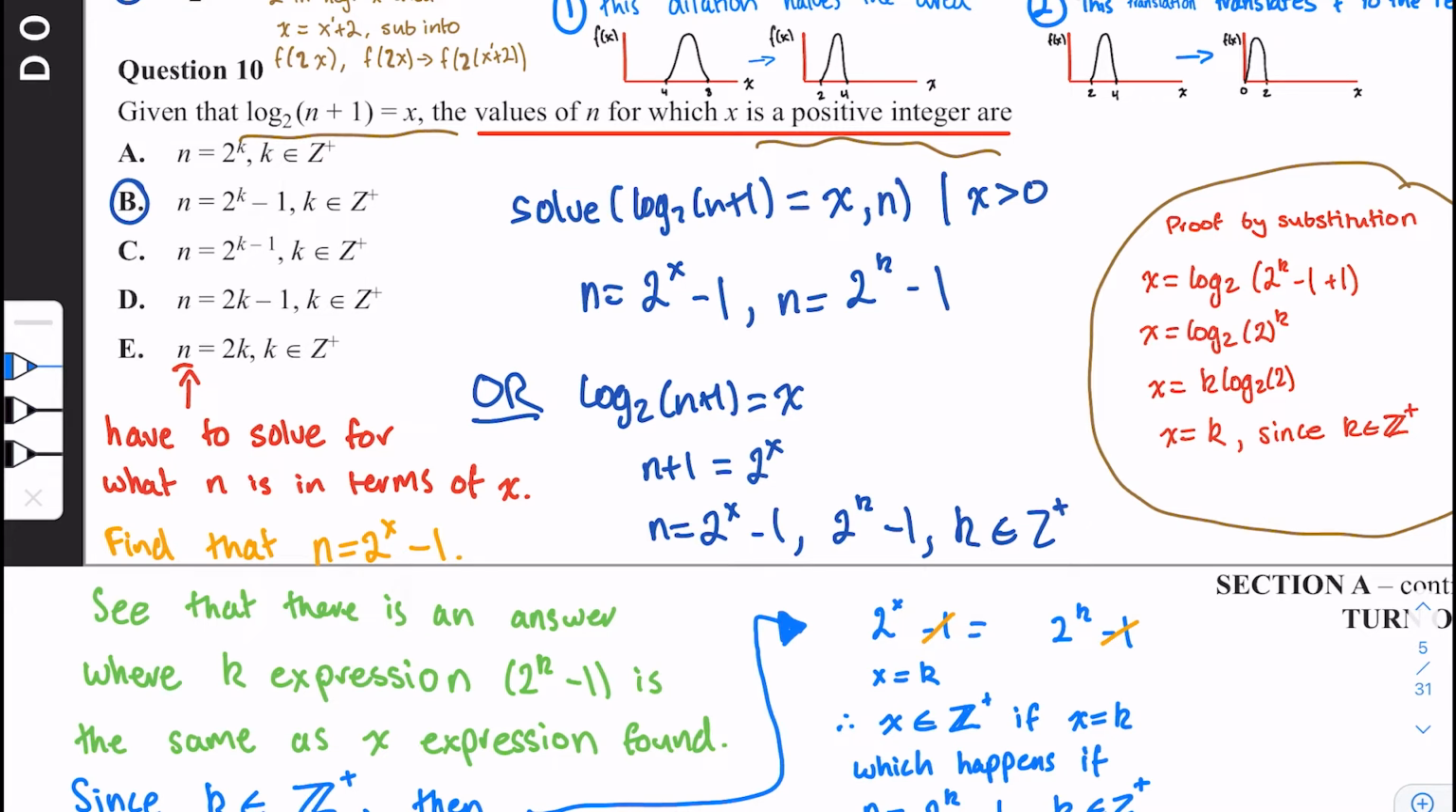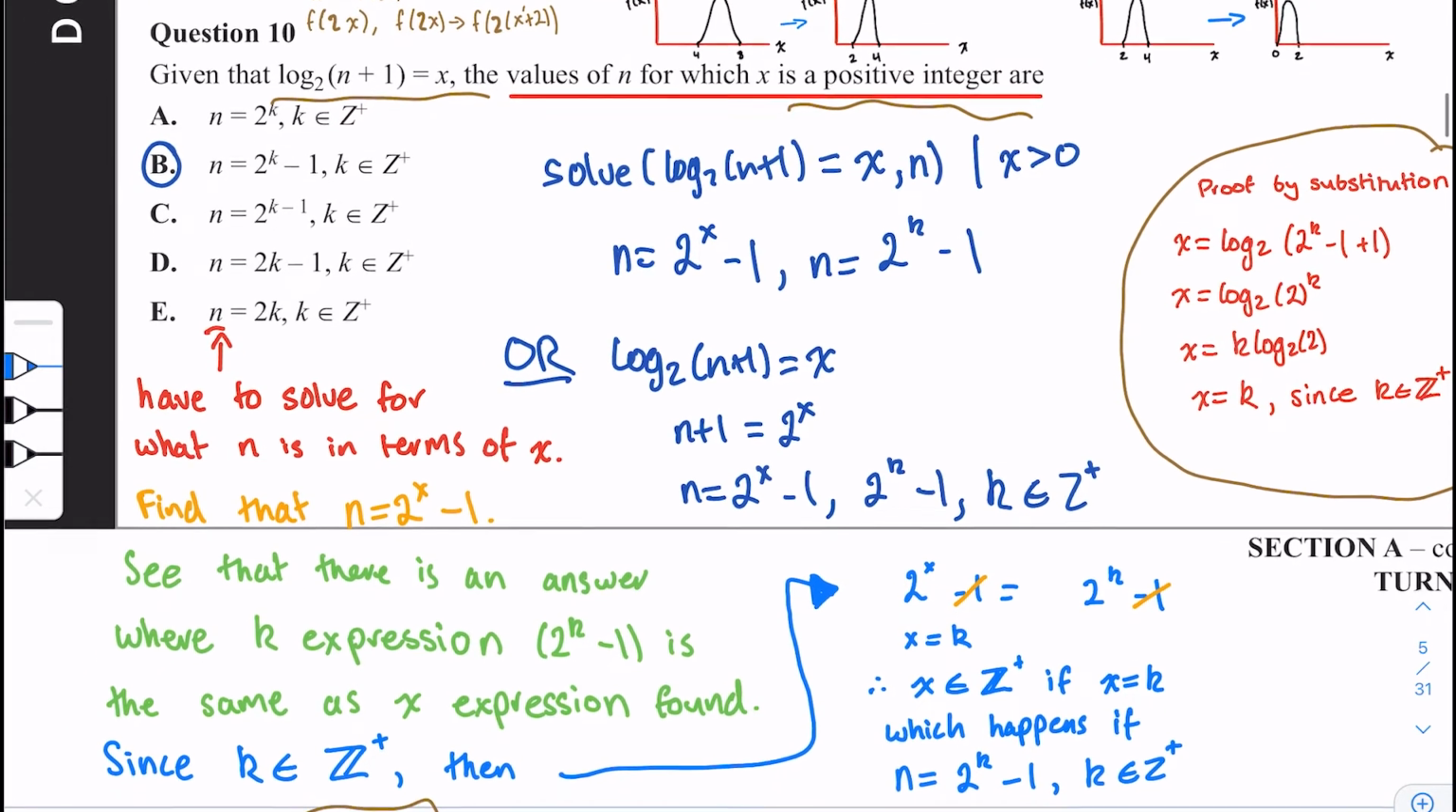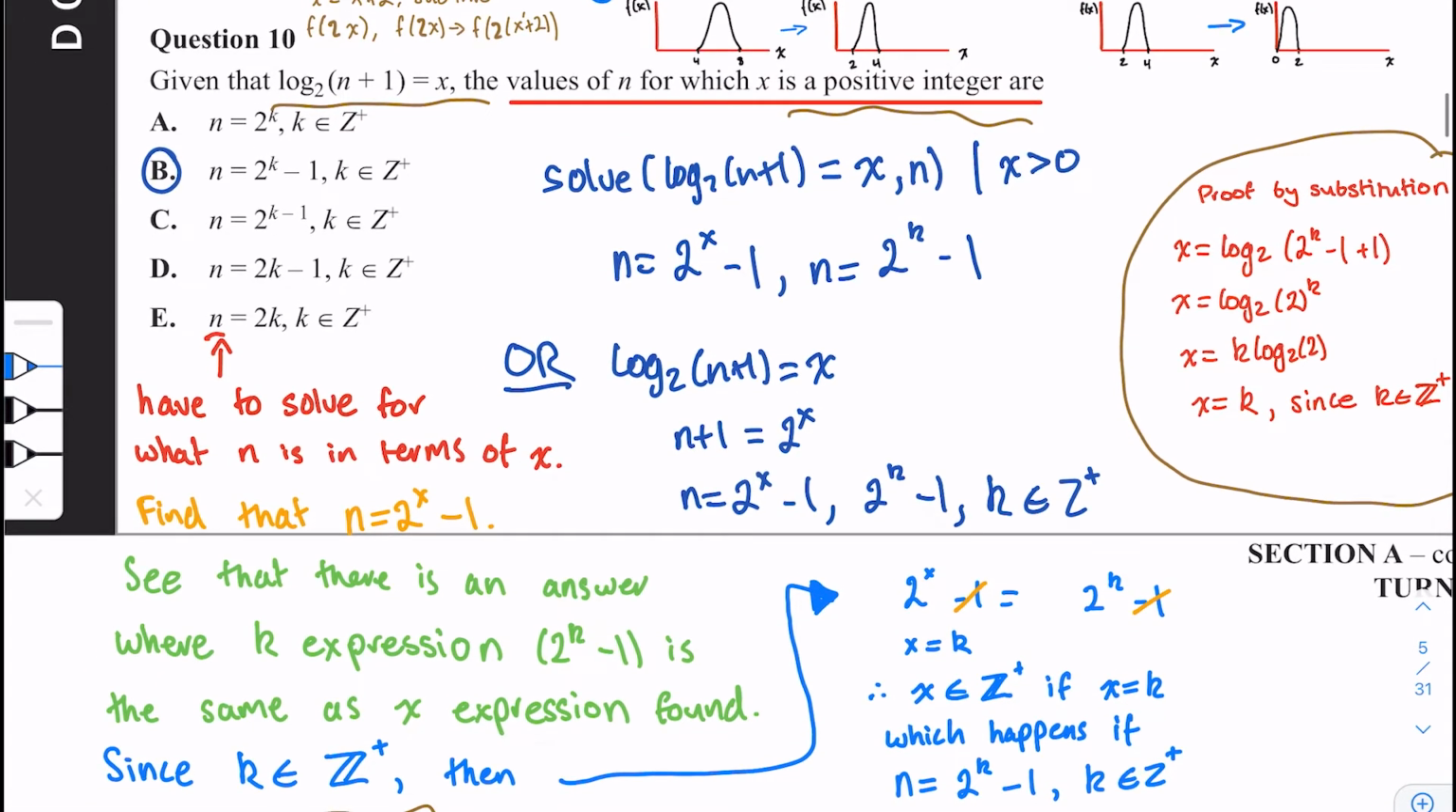Question 10. This is kind of like a pick it up as you go along question. We have an equation, and we want n. We want to know what values of n make x positive, so we want everything in terms of n. We have to solve this in terms of n.